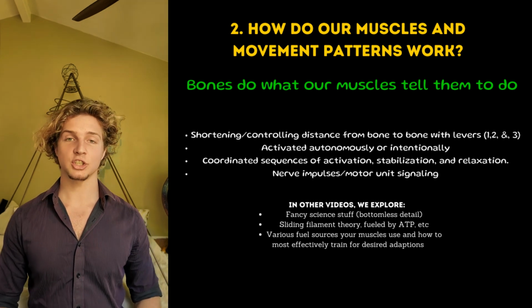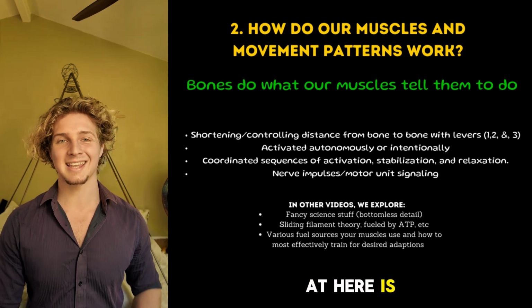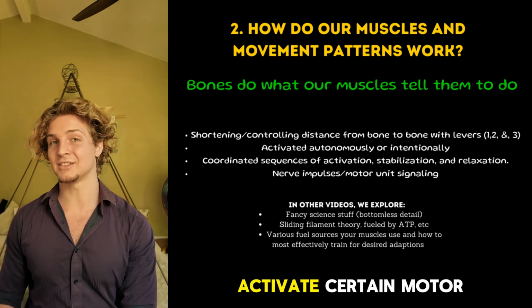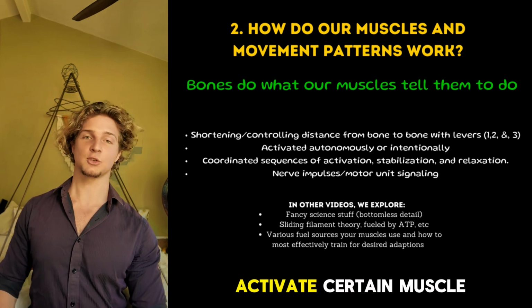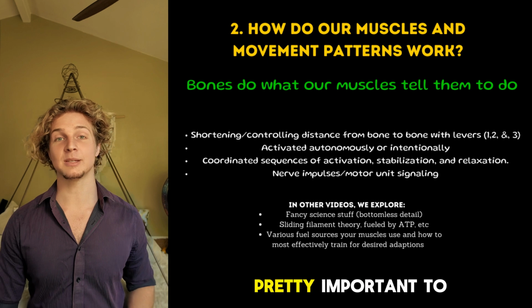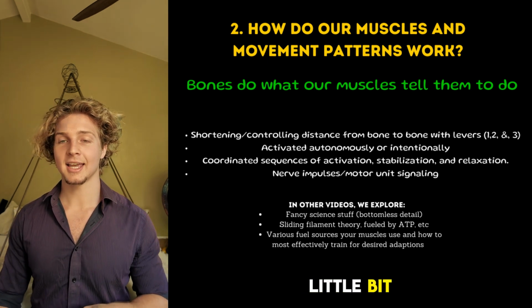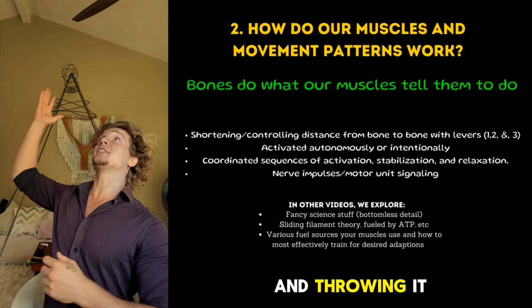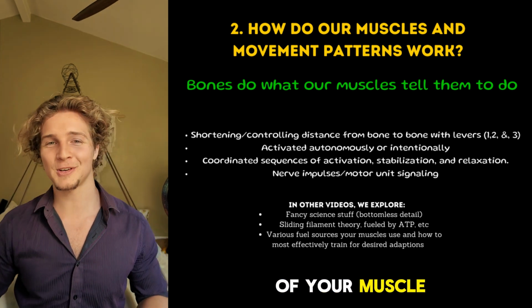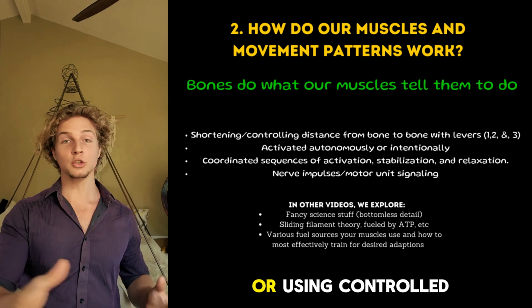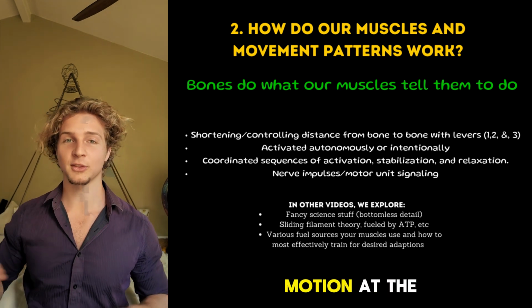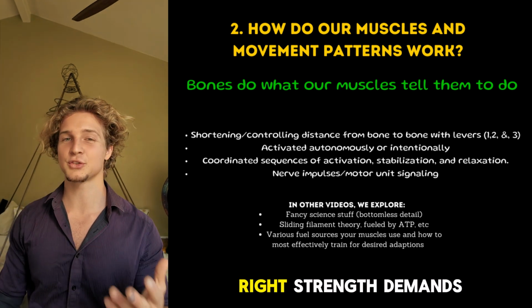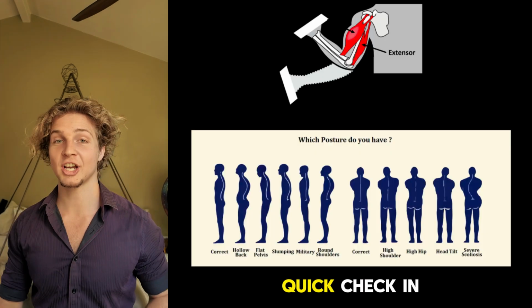Another thing we're going to look at here is how nerve impulses activate certain motor units, activate certain muscle fibers. I think this is pretty important to understand at least a little bit. And this is the difference between picking up a glass of water and throwing it to the ceiling by using all of your muscle fibers at once, or using controlled motion at the right time, at the right speed, and the right strength demands.